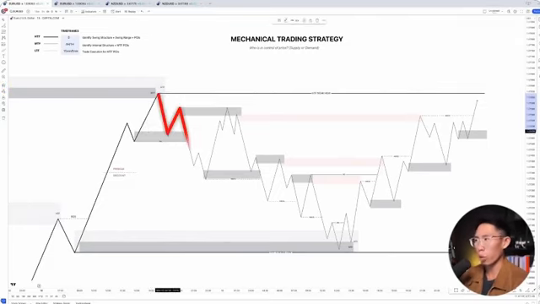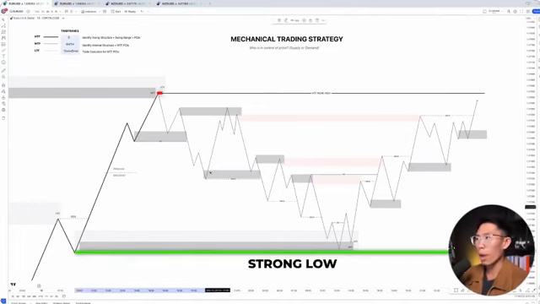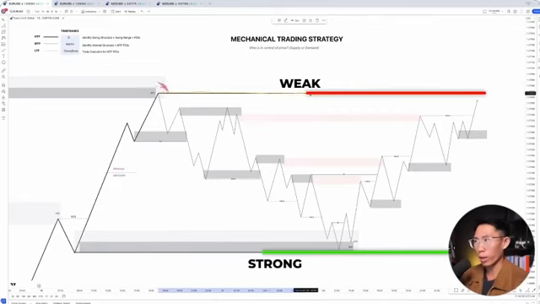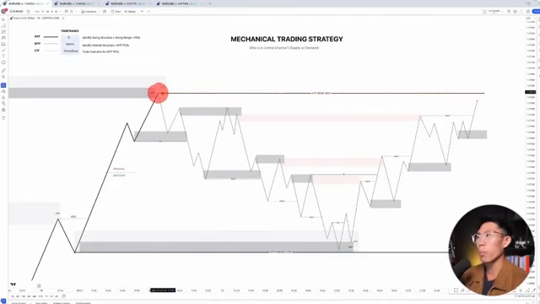So once price starts pulling back, what you can do is narrow your focus to a certain part of price so that you don't confuse yourself, right? So you basically do that by marking up your strong low and also your weak high right here, which is the highest point before price starts pulling back.